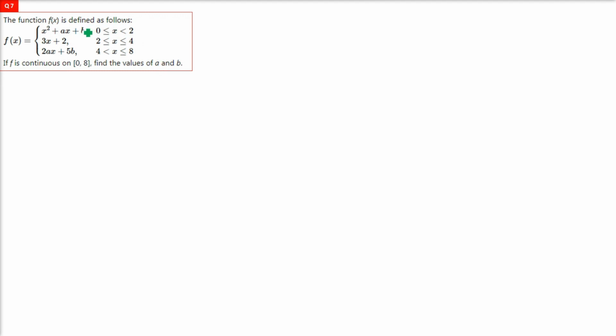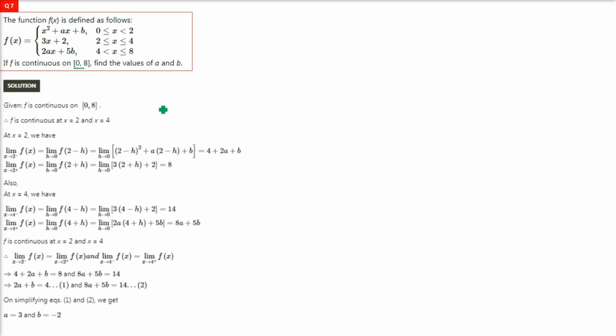The function f(x) is defined as follows. If f is continuous on [0, 8], find the value of a and b. There is no sine or cos, but this question is exactly similar to what we have done just now.